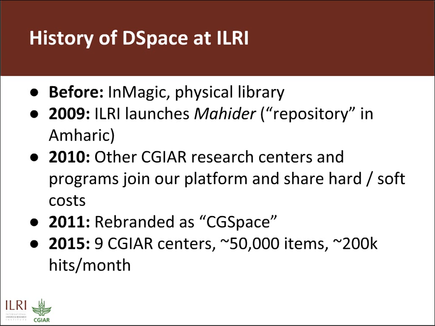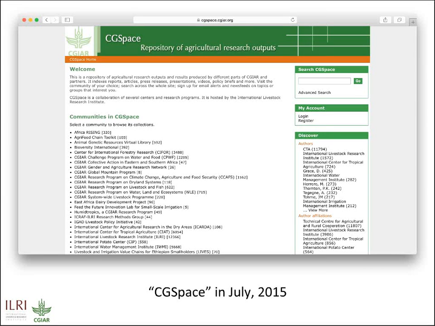And right now, if you go to CG Space, it looks like this. This is a screenshot taken in the last few days, currently running DSpace 4.3 with the XML user interface and about 50,000 items. And as you can see, there are quite a number of communities in here which have thousands of records each. And we're going to talk about that.